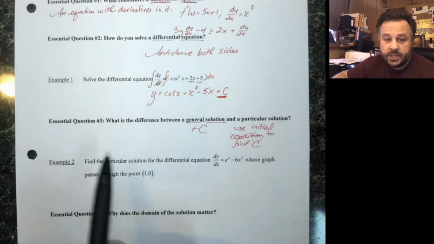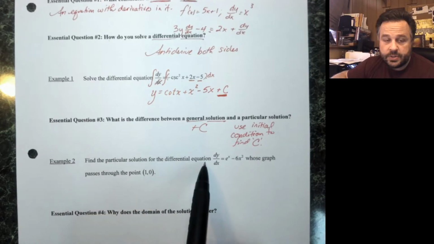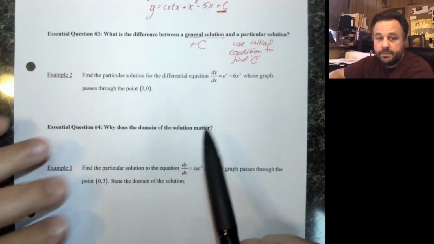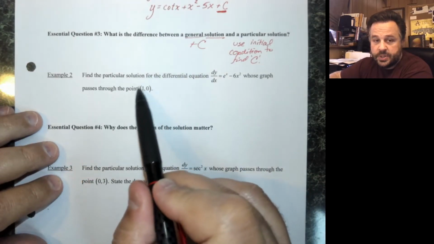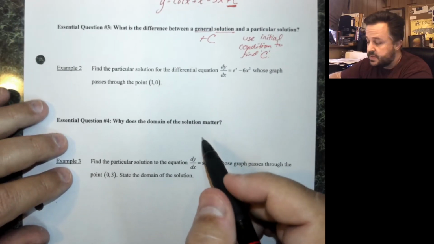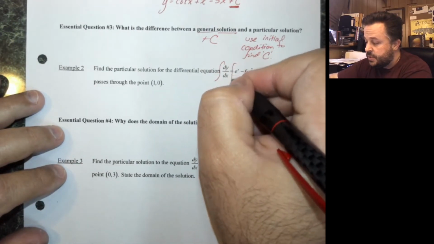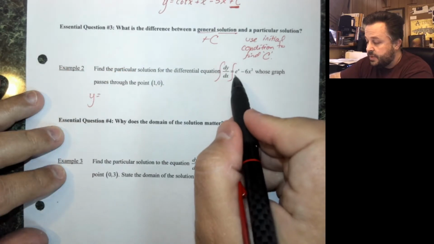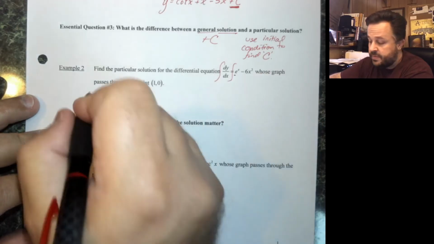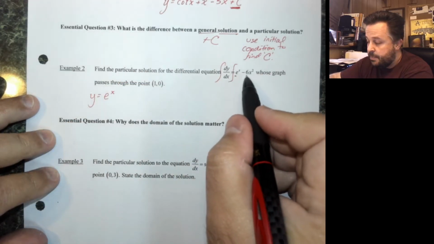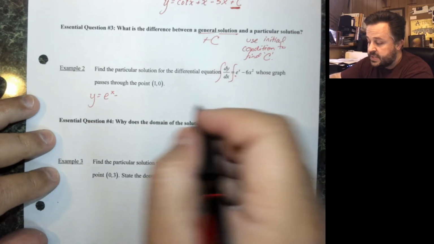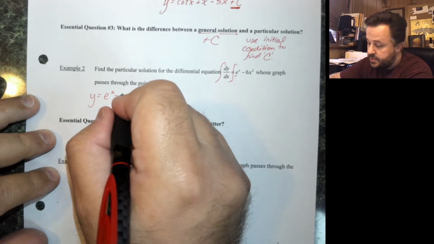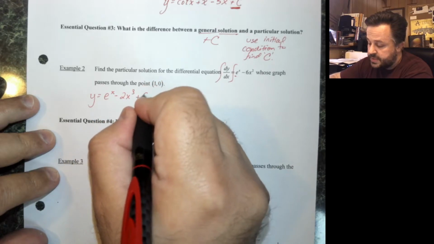So for example, in this next one, it says find the particular solution of the differential equation. Up here, we just found a general solution. That's why we have the plus c. Now we're going to start with the plus c, but we'll use this initial condition to find out what that value of c is. So we're going to go ahead and just integrate both sides. So the integral of the left side gives me y. The integral of the right side, the antiderivative of e to the x is e to the x minus, and the antiderivative of 6x squared is going to be 2x cubed, plus c.